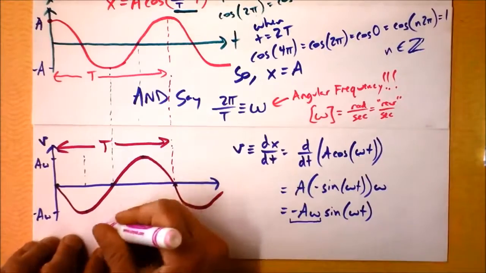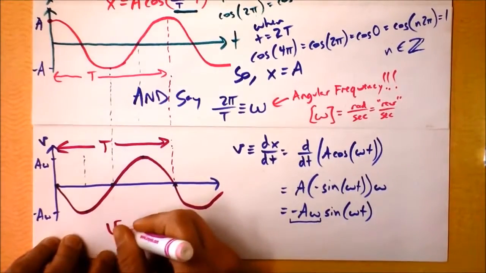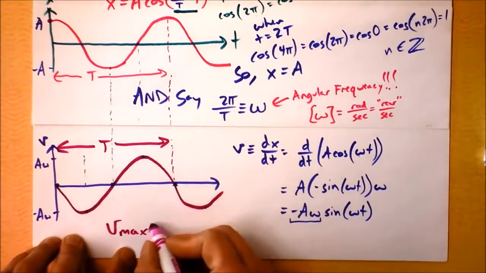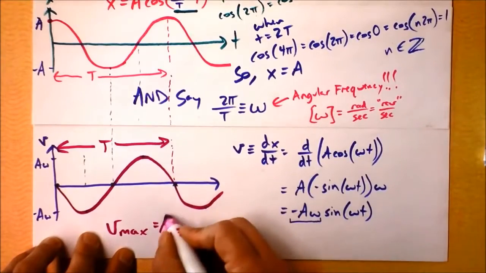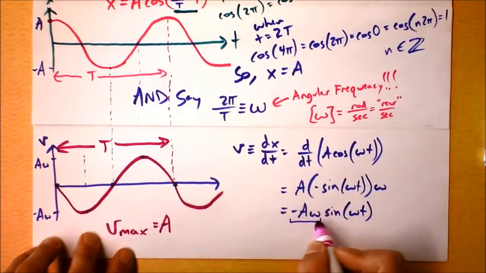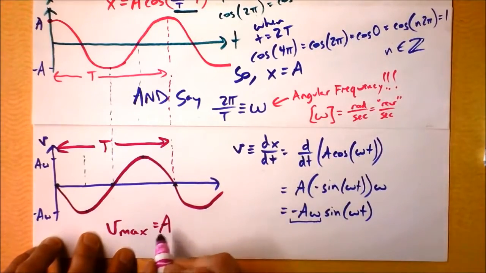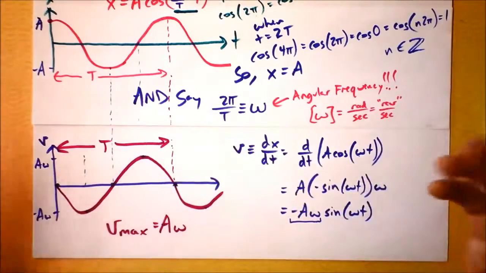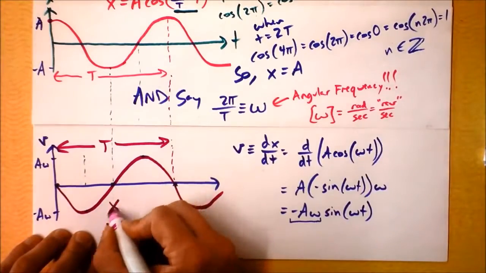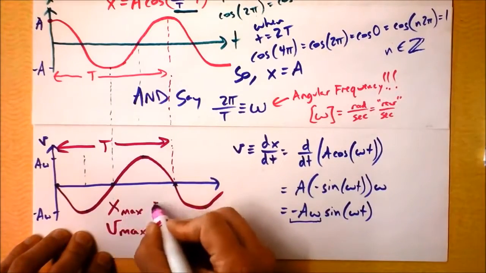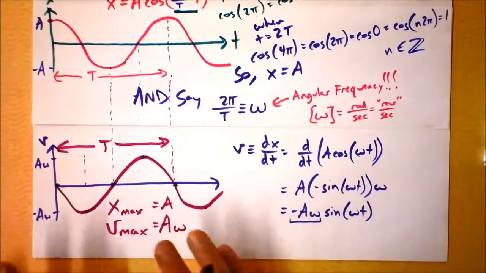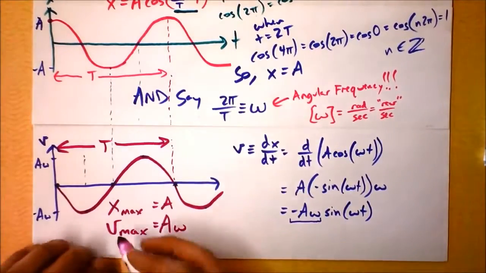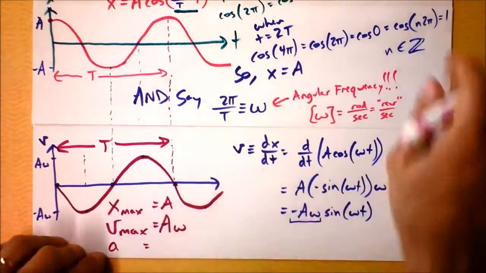I want to point out before we go on that V max is equal to A omega. We don't have to pay attention to the minus sign. The maximum velocity that we ever get is A times omega. The maximum position that we ever got was the amplitude. X max is equal to A. You want to make a guess what the maximum acceleration is going to be? I'll let you consider that for a moment.